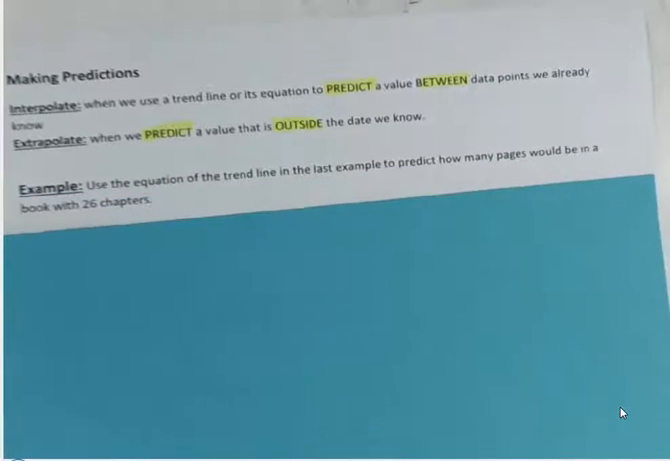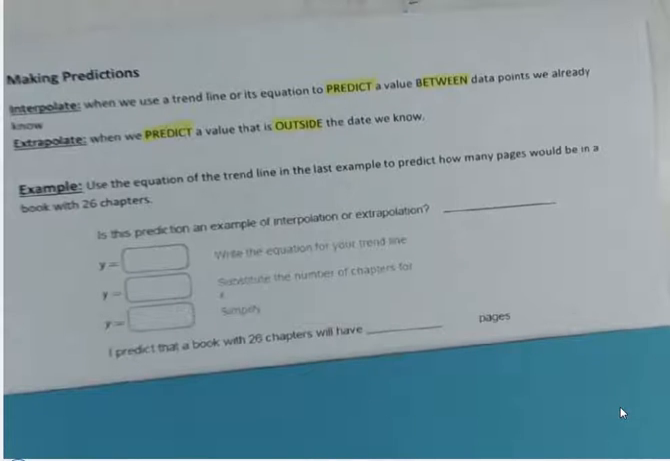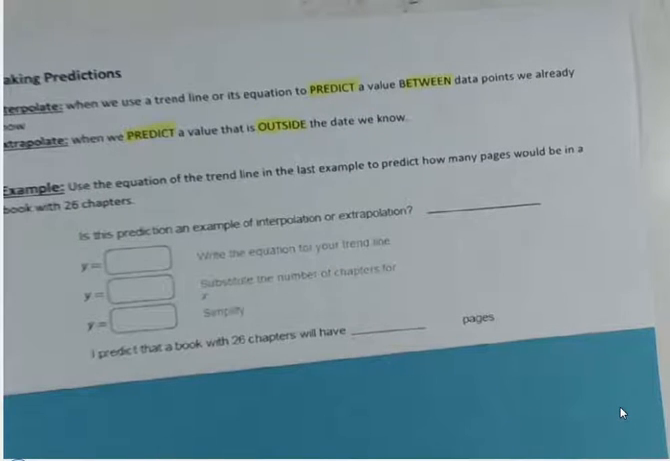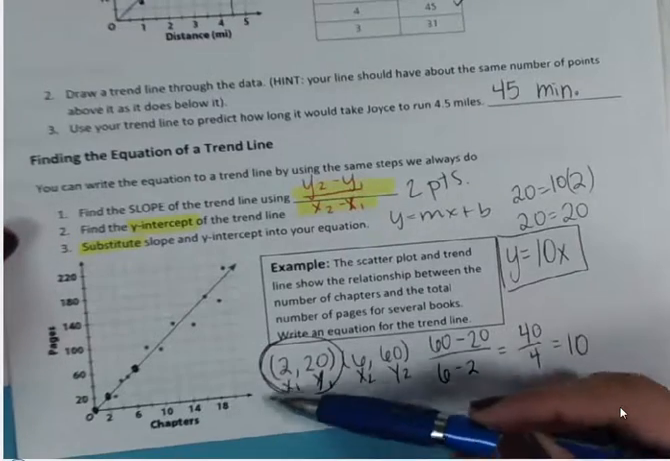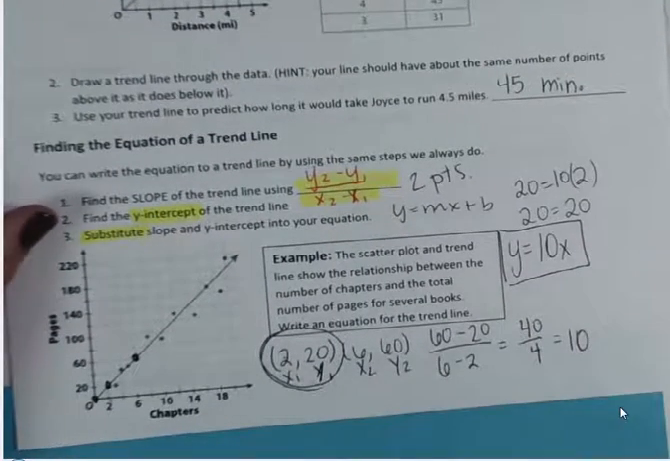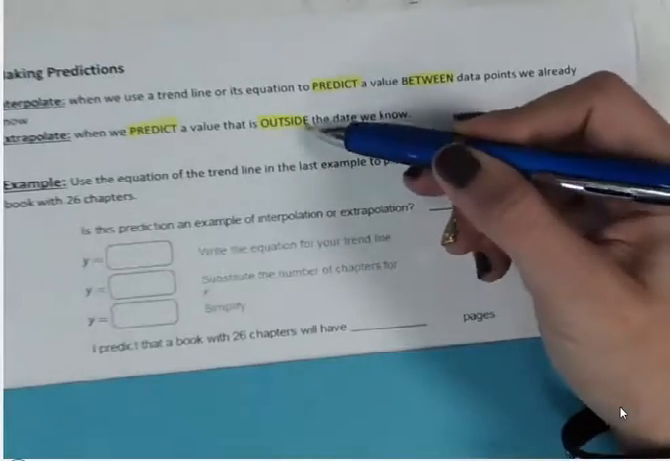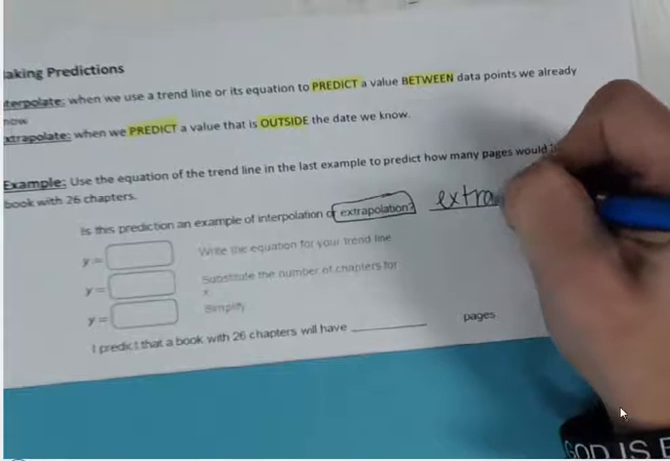Okay, so use the equation of the trend line in the last example to predict how many pages would be in a book with 26 chapters. So, is this prediction an example of interpolation or extrapolation? Well, do we have the 26 chapters? Do we know that? No. So I know that's outside of the data I already know. So I know this is automatically going to be extrapolation.